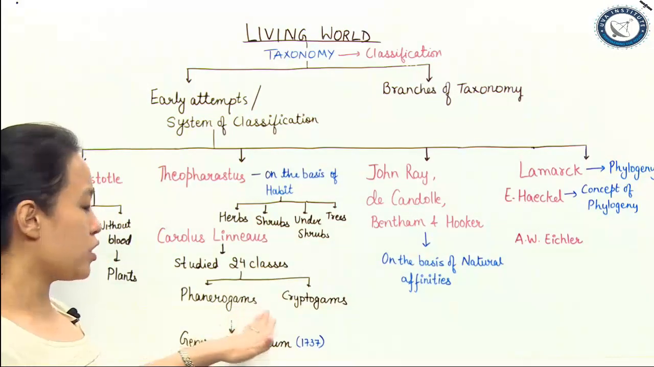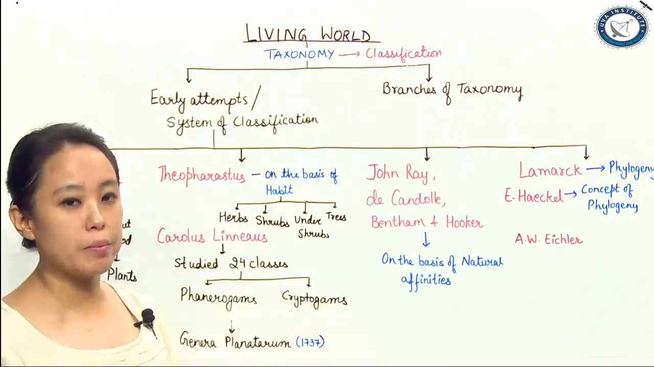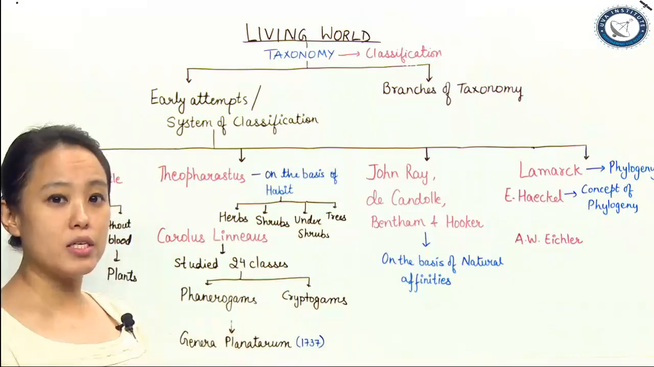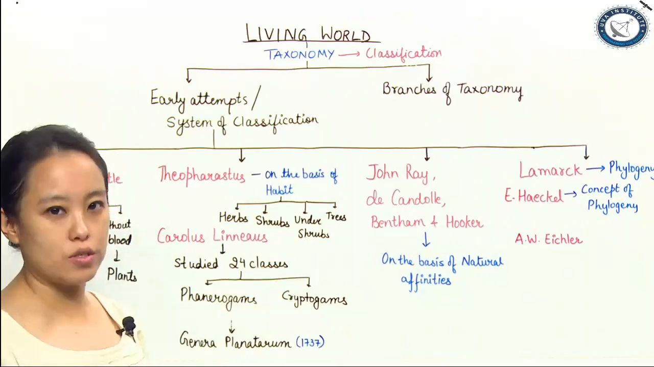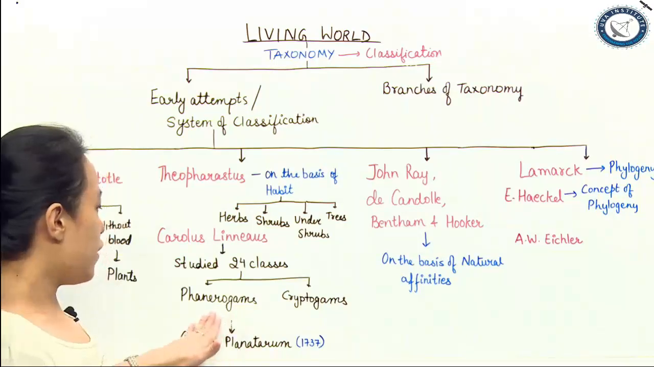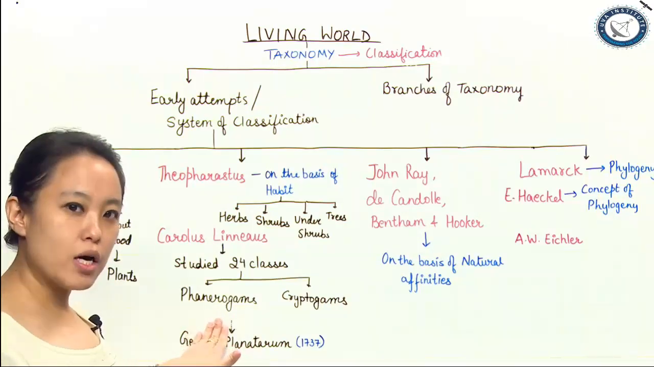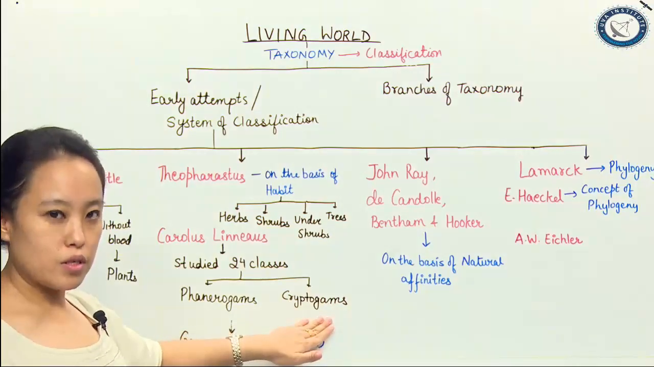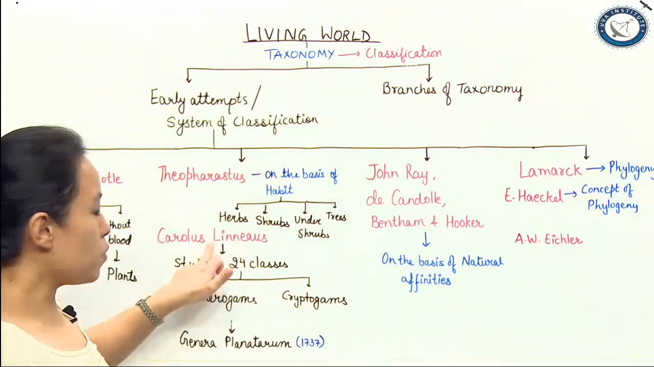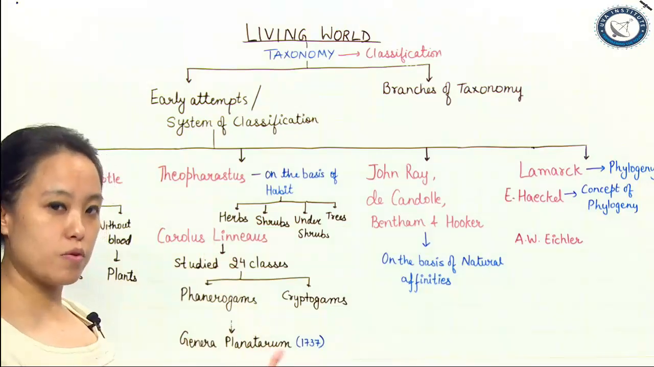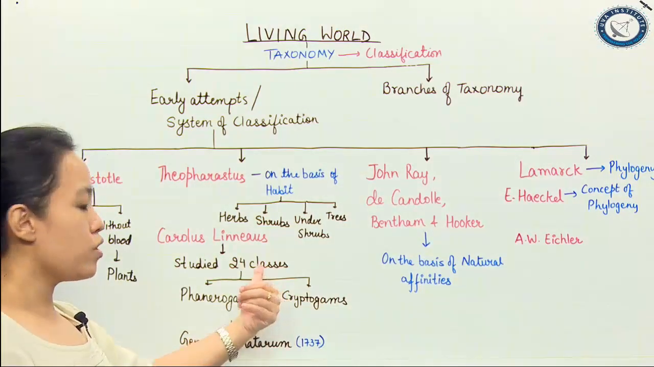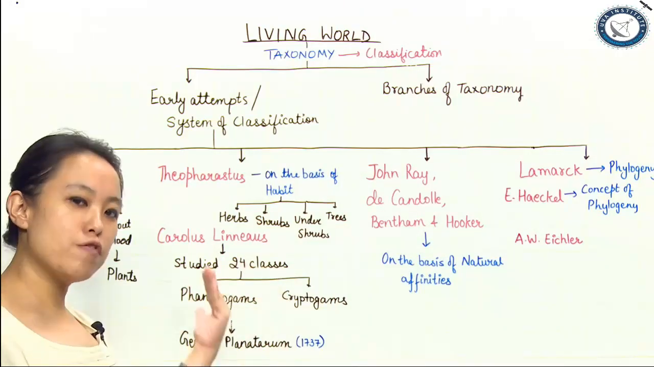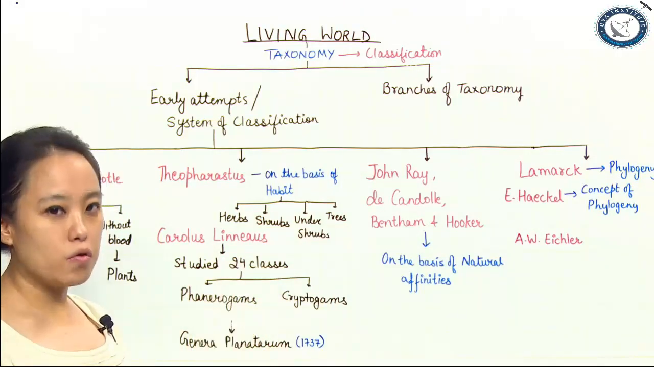Okay, and dealing with these phanerogams and cryptogams, we will be doing detailed structure analysis later on during your plant kingdom session. Phanerogams are the flowering ones, and cryptogams are the non-flowering ones. When he was studying the sexual system of classification, he studied 24 classes of plants, and we clearly concluded that some of them are flowering, some of them are non-flowering.